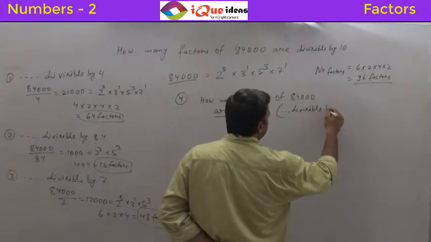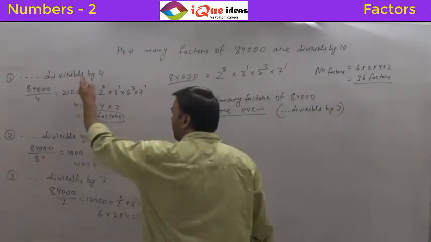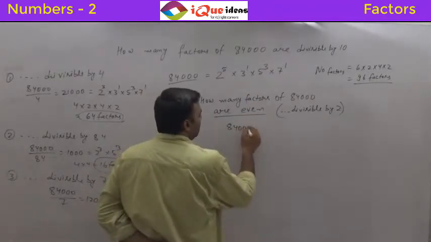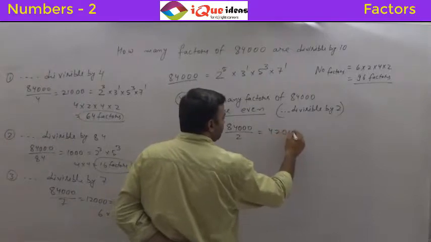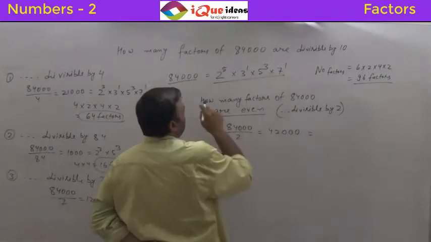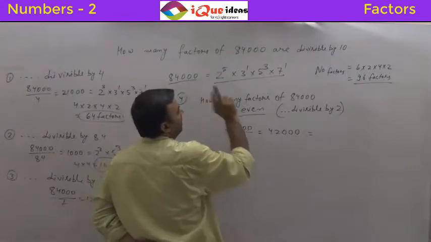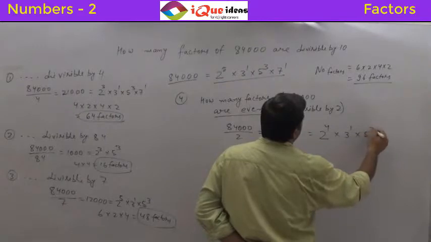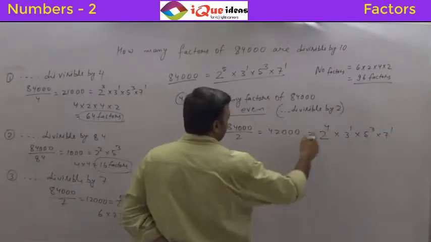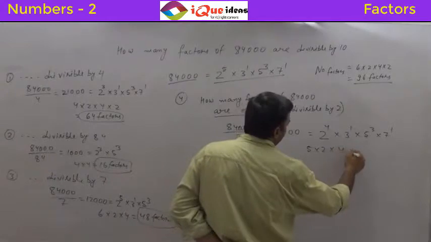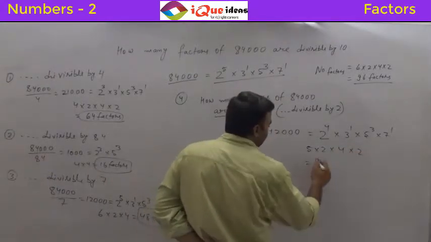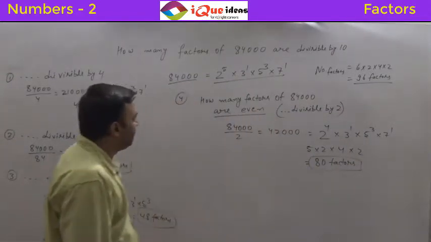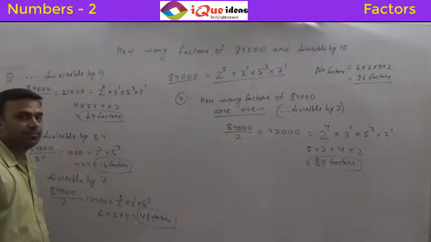Alright, so whatever we have done till now, the same method can be applied. Divisible by 4, divisible by 84, divisible by 7, similarly divisible by 2. So what do we have to do? 84,000 divided by 2 is 42,000. Or in the factorized form of 84,000, if you divide it by 2, the power of 2 will reduce by 1, that's it. So 2 to the power 4, remaining things will remain as it is: 3 raised to 1, 5 raised to 3, 7 raised to 1. So the number of factors will be 5 into 2 into 4 into 2. So it is 10 into 4, 40 into 2, 80. What does it mean? Out of 96 factors, 80 factors of 84,000 are even.